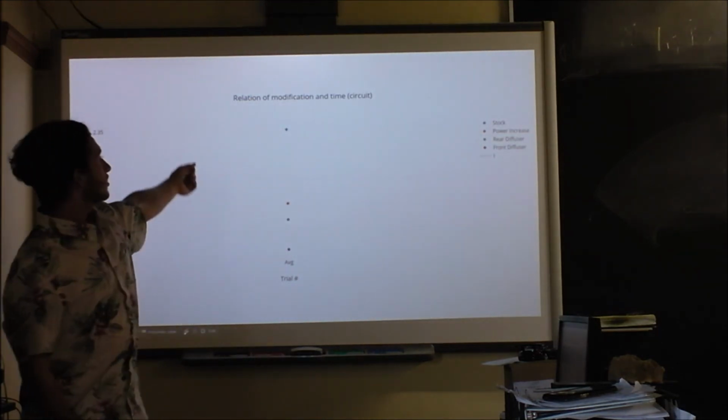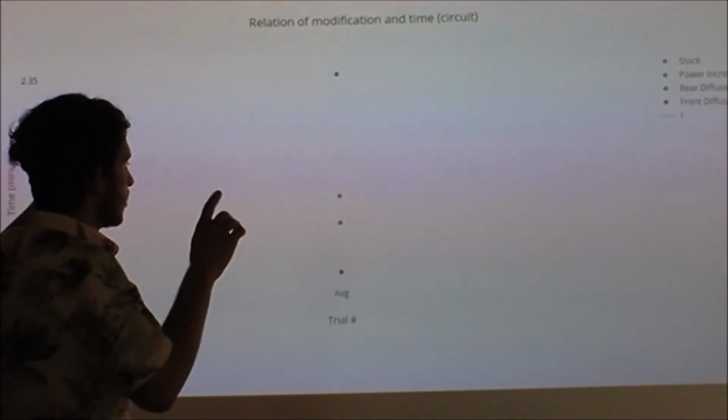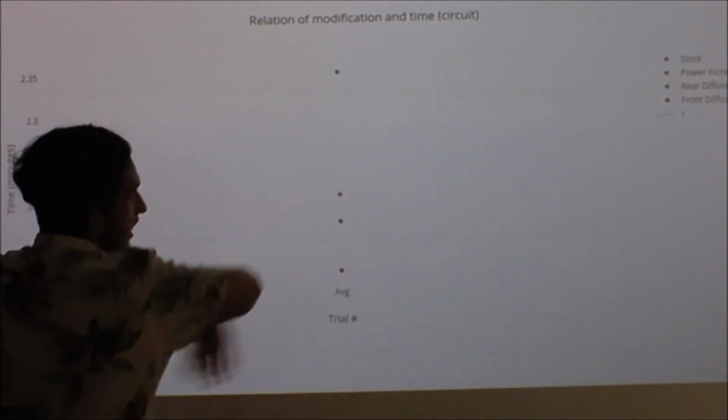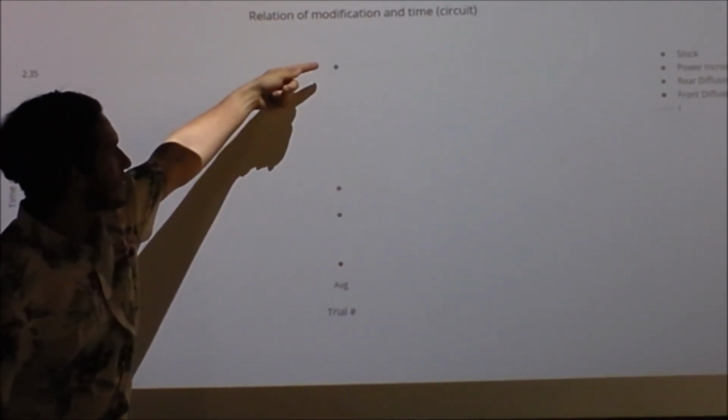So, this is a relation of modification and time. Now, it's not on a graph. You can't really see a curve, but you can see that there is a decrease in time.